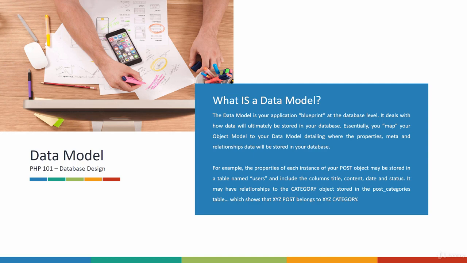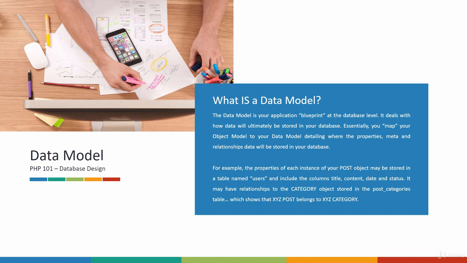Okay, so this gets us to talking about the three different types of tables that you would have in any sort of database structure. The first one is an object table, and that's going to store all of your properties about a particular object, and that's going to be really the name of the object. So in this case, for the post object, it may be posts or post, right?